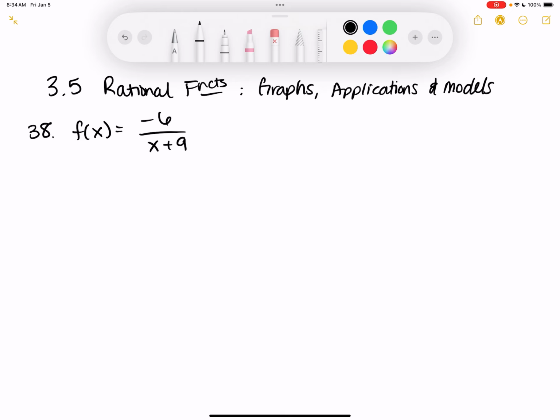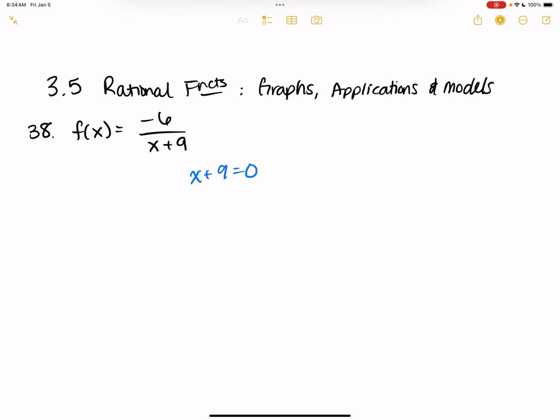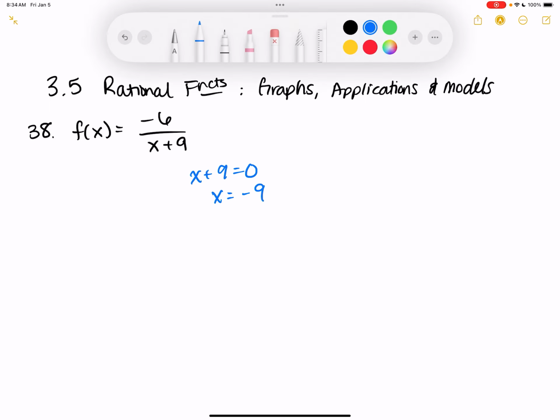So, on this first one, I'm looking for any asymptotes. So, I'm going to look for vertical first. And so we're going to set the denominator equal to 0, so x plus 9 equals 0. So that means that x is equal to -9. So that means that I have a vertical asymptote at x equals -9. And asymptotes are always written as an equation of a line.